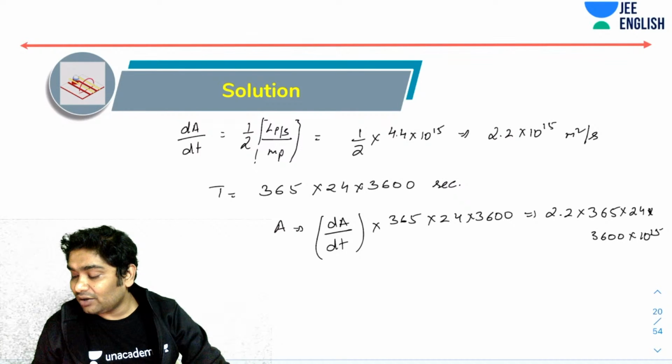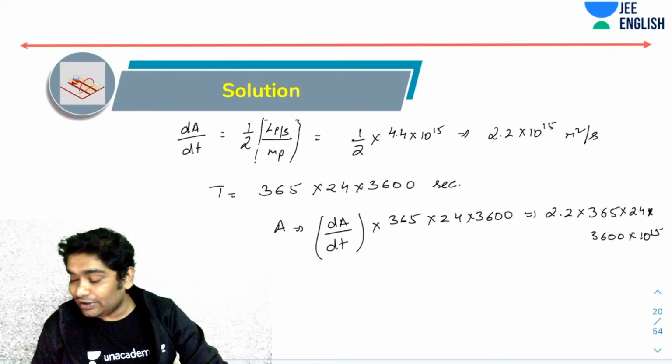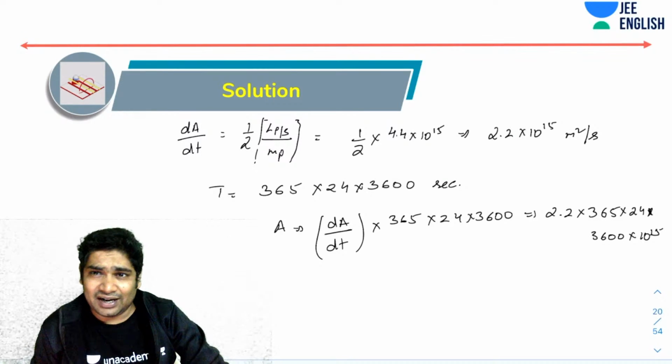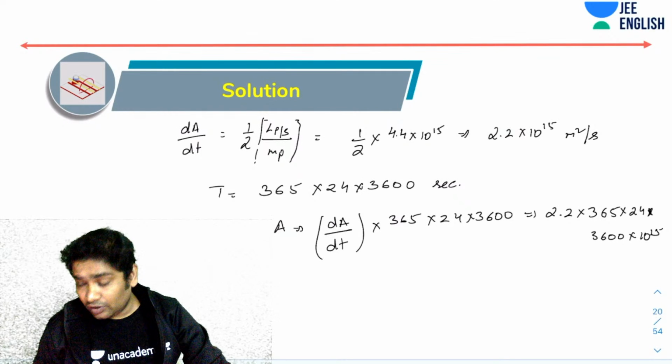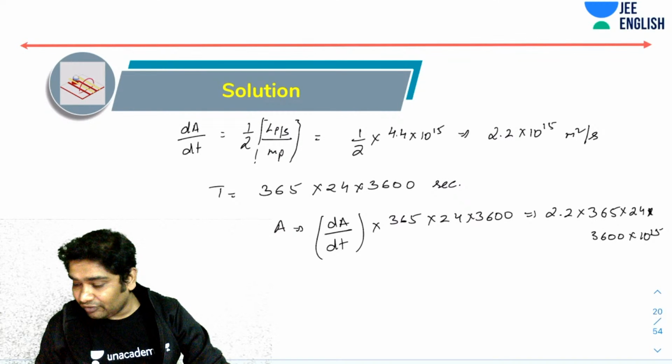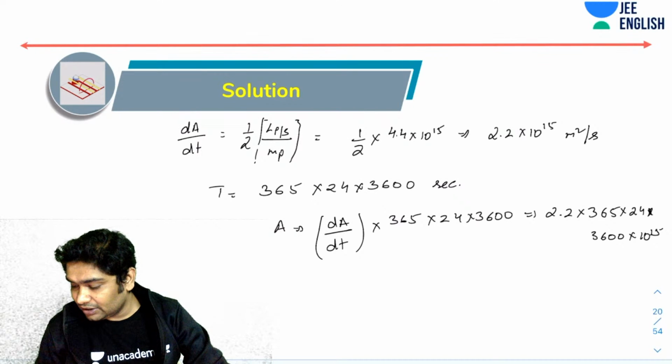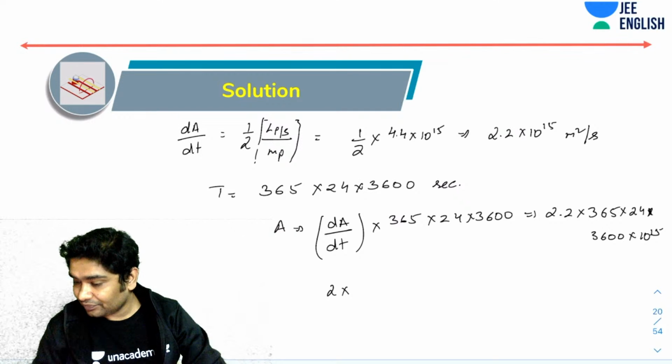Now, if you wanted to do a slightly approximate calculation, let's try. How do we do that? If I have to roughly have an idea, I can make this roughly 2 into 25, right?